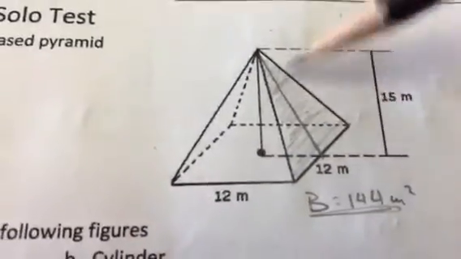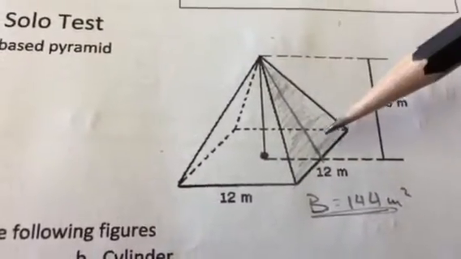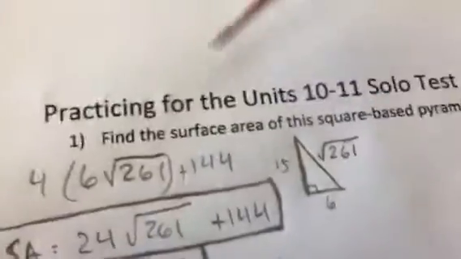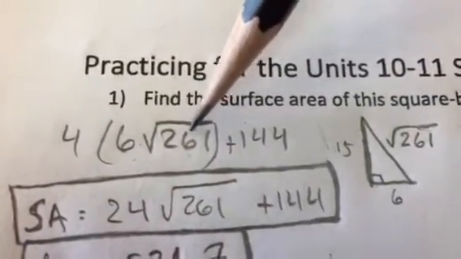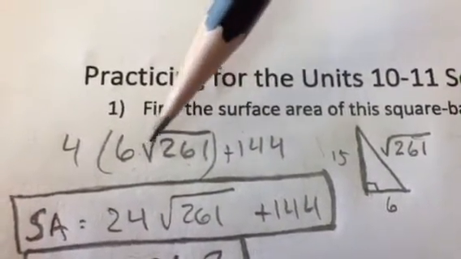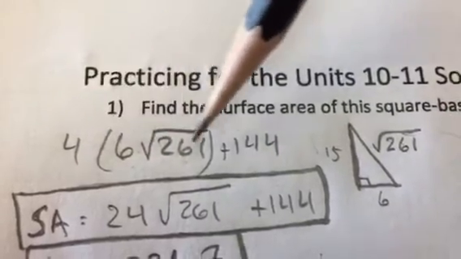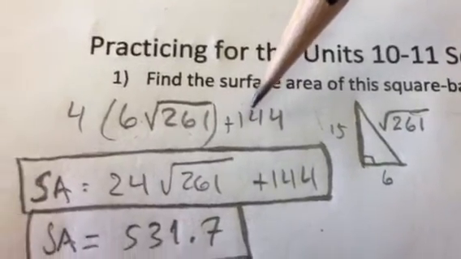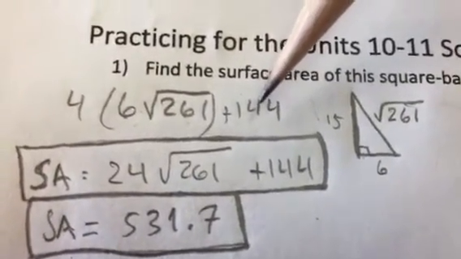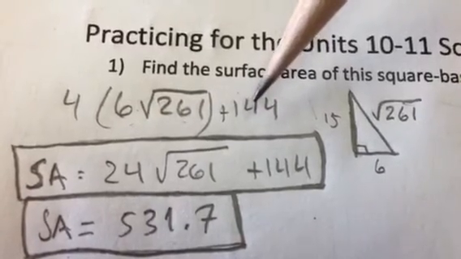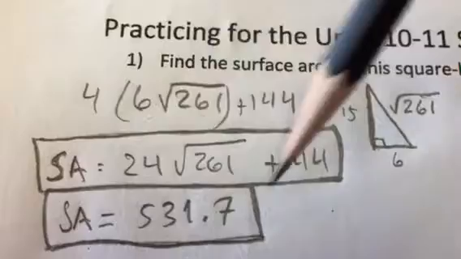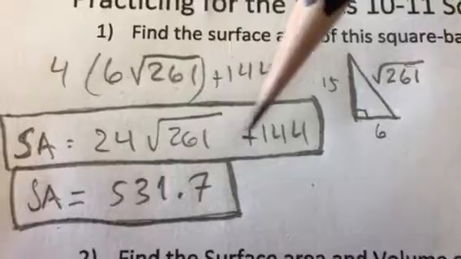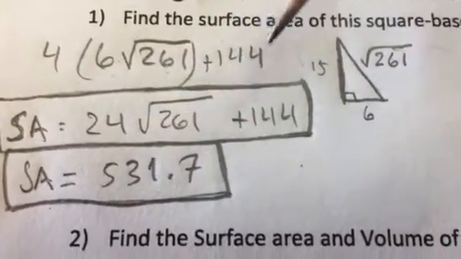So the area of one of those triangular faces is the base times the height divided by 2. Since the base is 12, dividing that by 2 gives you 6. And so 6 times the square root of 261 is the area of one of those triangular faces. There are 4 of them, so we multiply that number by 4. And then plus 144, that is the area of the square base, the bottom side, if you will, of the pyramid. That's 12 by 12, 144 square units. And so when you add all that together in its exact form, it just looks like this: 24 root 261 plus 144, and it's about 531.7.